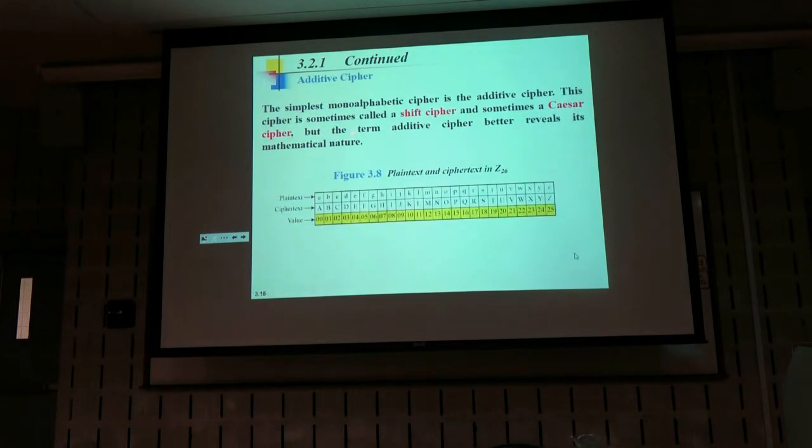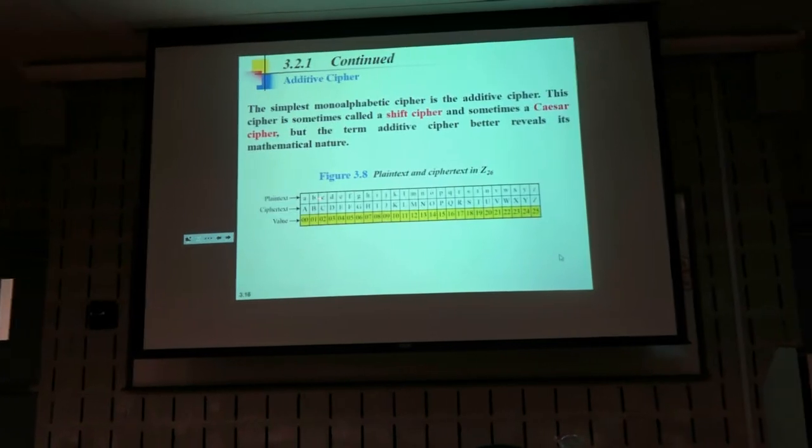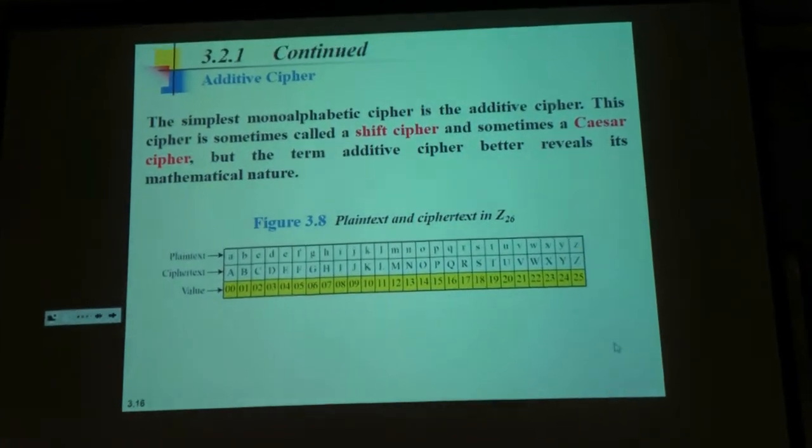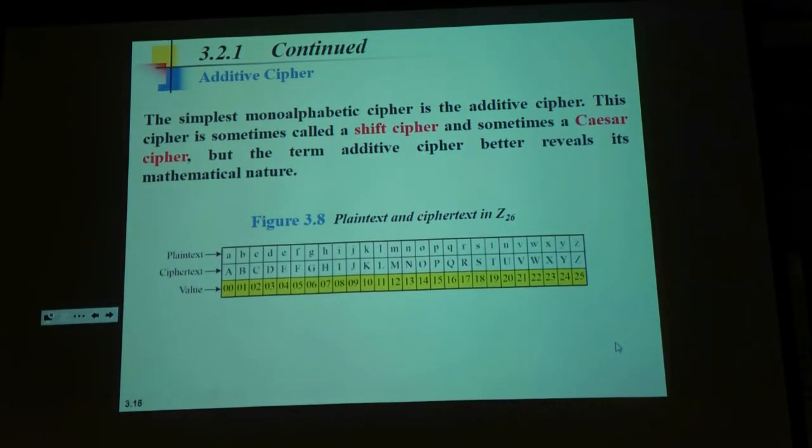Okay, the simplest monoalphabetic cipher is the additive cipher. This cipher is sometimes called the shift cipher and sometimes the Caesar cipher. How it works, for example: you have the plain text in here, and these are the values. Each A is replaced with capital B, b with a capital B. So there is a shift, how much? 26, because the number of letters is 26.